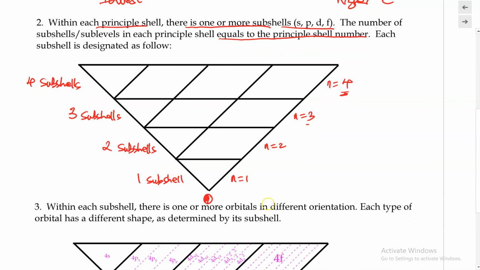And we can designate each of these subshells as follows. First is the number of the principal shell that it is located in, followed by s. For the second shell, there are 2 subshells, designated 2s and 2p. On the third principal shell, there are 3 subshells, designated 3s, 3p, and 3d. And on the fourth principal shell, there are 4 subshells, designated 4s, 4p, 4d, and 4f. Those are the subshells found in each principal shell and how we designate them.